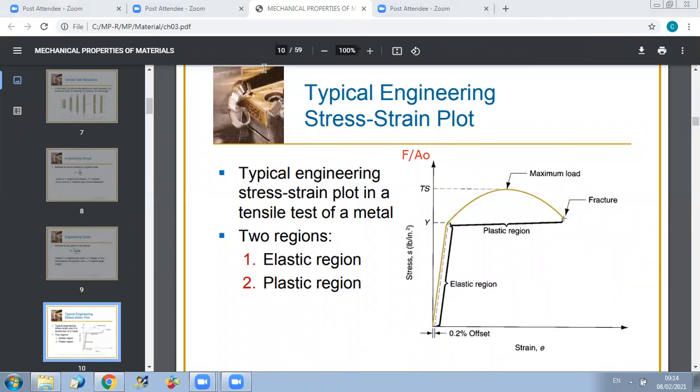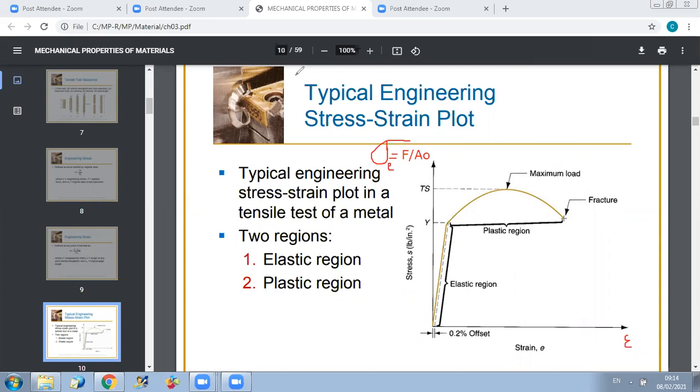This is the symbol of stress. We put in general sigma engineering equal to F over A0, as a function of the strain, which in general is symbolized by epsilon. So if we look at this figure, we can distinguish two phases mainly, or three phases.